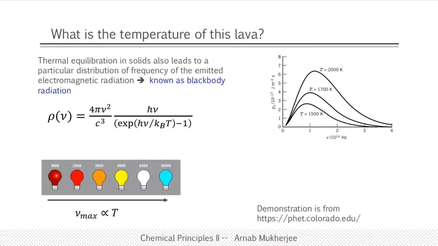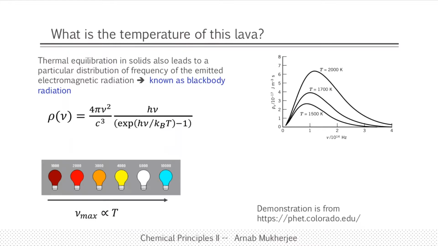As you can see, the frequency of red light is less compared to blue, right? So, as we go from low frequency to high frequency, you can see that the color changes. By looking at the color of an object which is emitting electromagnetic radiation, we can figure out the temperature of that particular object.